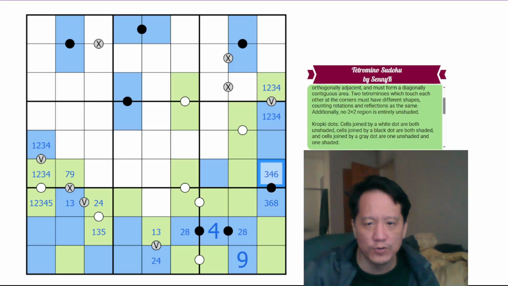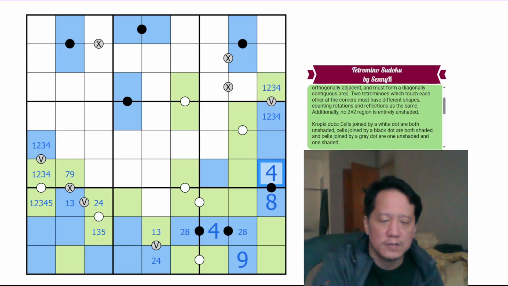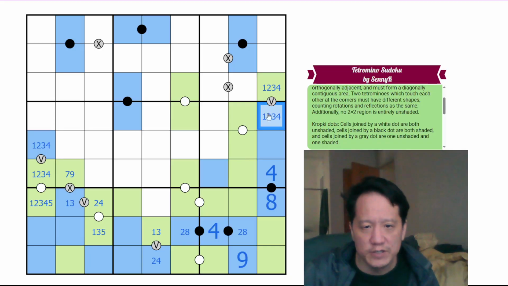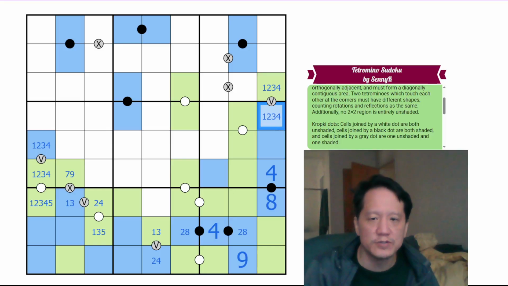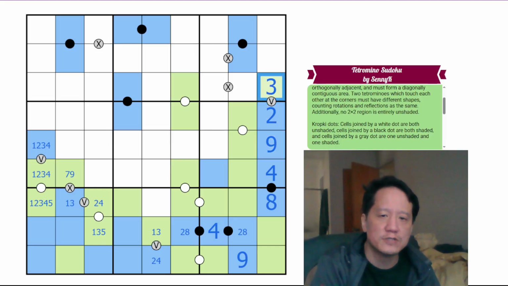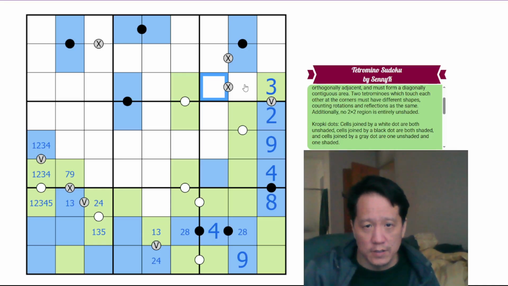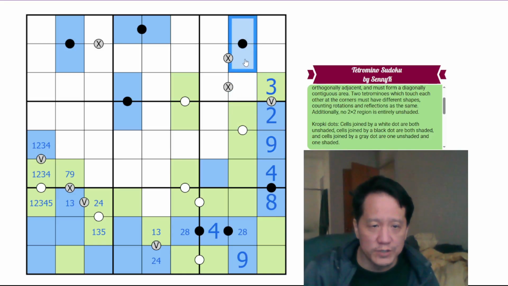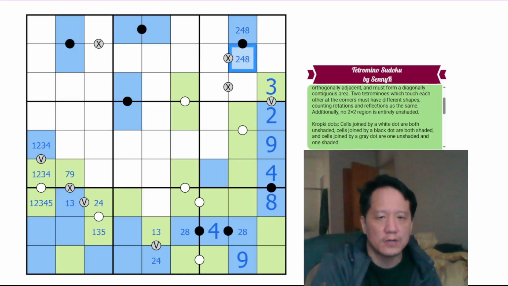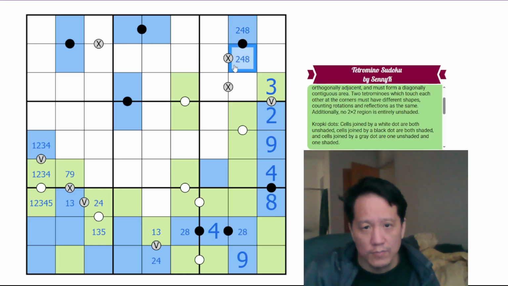Therefore, this must be 4 and 8. Which makes this 2, 3 as a pair. 3 would have to be with 8 here to add up to 11, so this must be 2 and 9. Forces this to be 3. No 1, 2 as a pair, so we're guaranteed a 4 here. So 4 with 2 or 8 here. This is blue, so this must be green here.